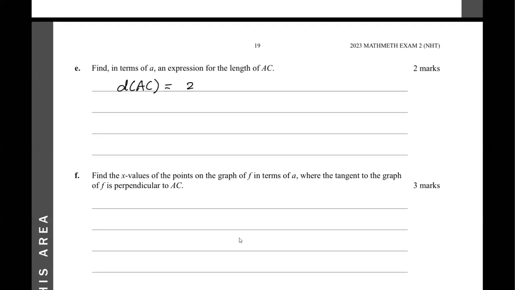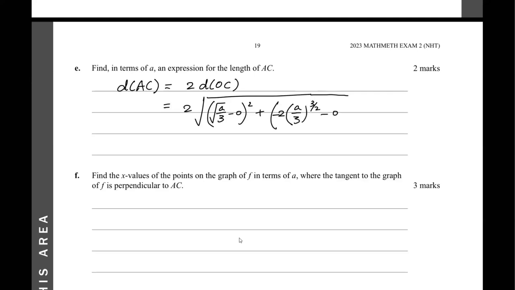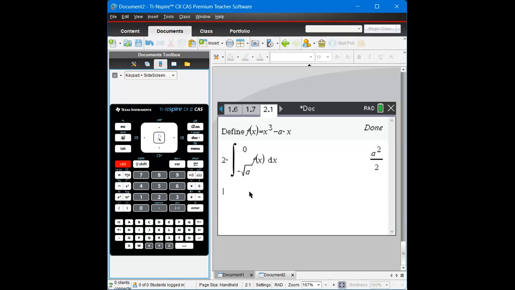AC is going to be 2 lots of distance OC. That'll be 2 lots of the square root of (root a over 3 minus 0) squared plus (minus 2 lots of (a over 3) to the power 3 over 2, subtract 0) squared, okay? So that's one line of formulation, and we probably will get our CAS calculator to figure out what's happening.